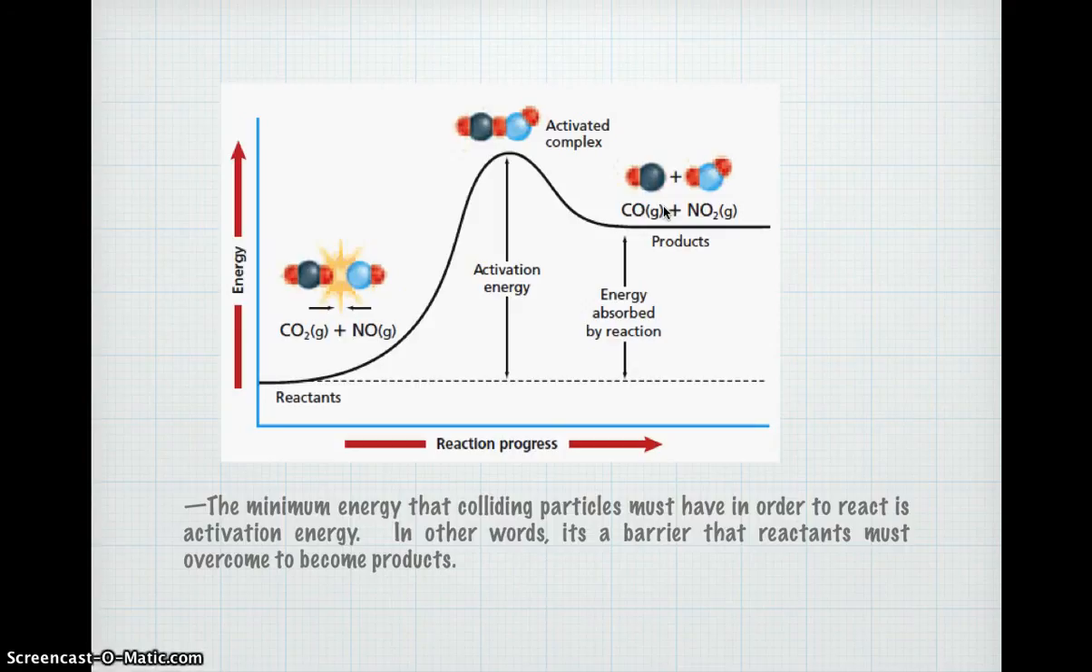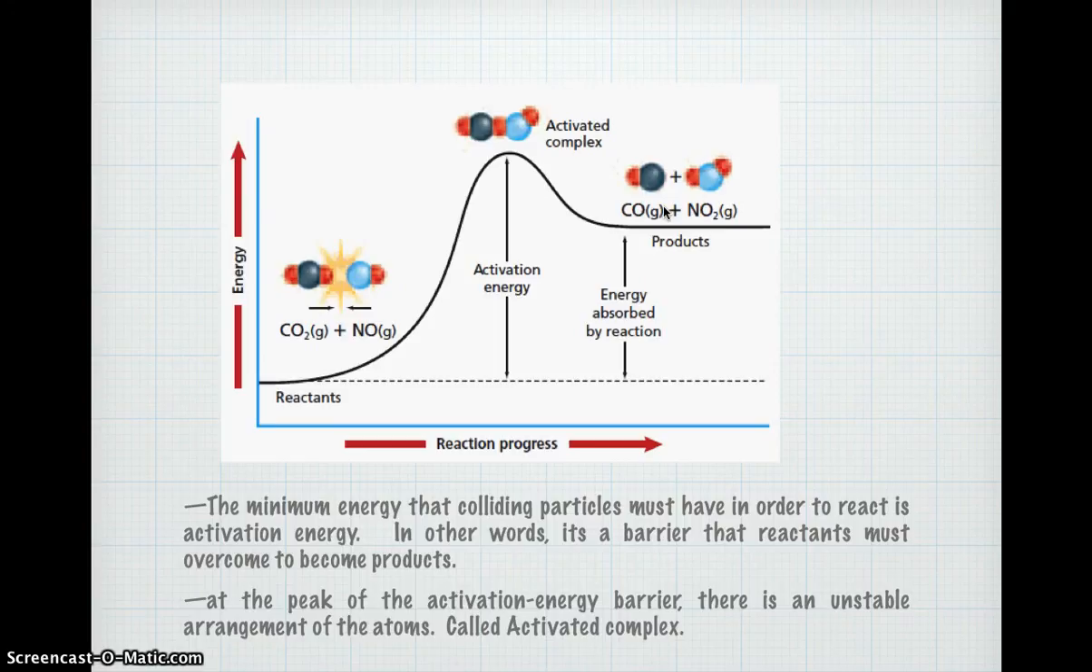we get to the activated complex. And at the activated complex, that is where the reaction starts to take place. That is the peak of the activation energy barrier. The unstable arrangement of the atoms takes place, in other words, the breaking apart of the CO2 and the NO. And this is where products start to form.